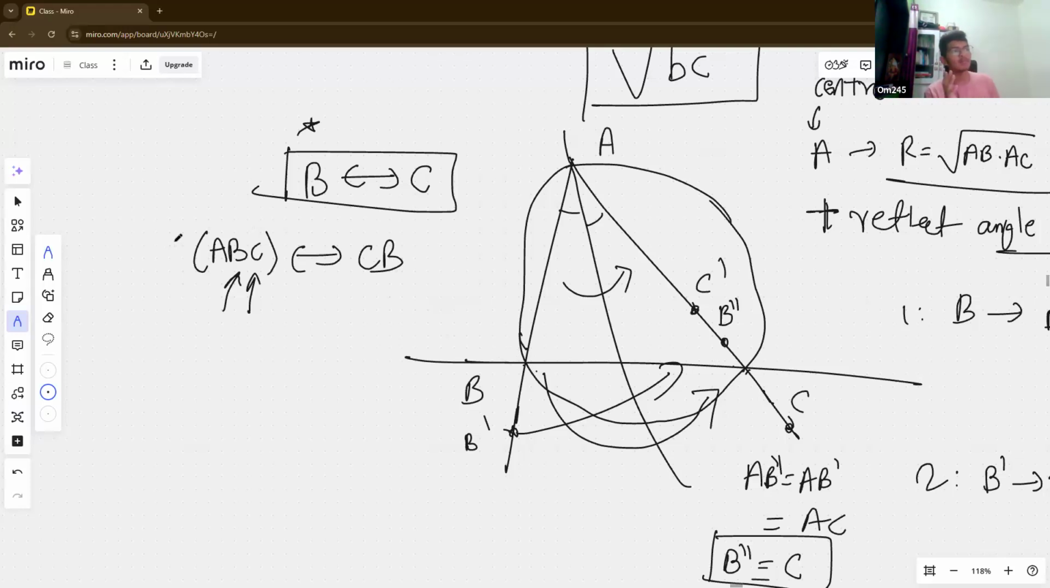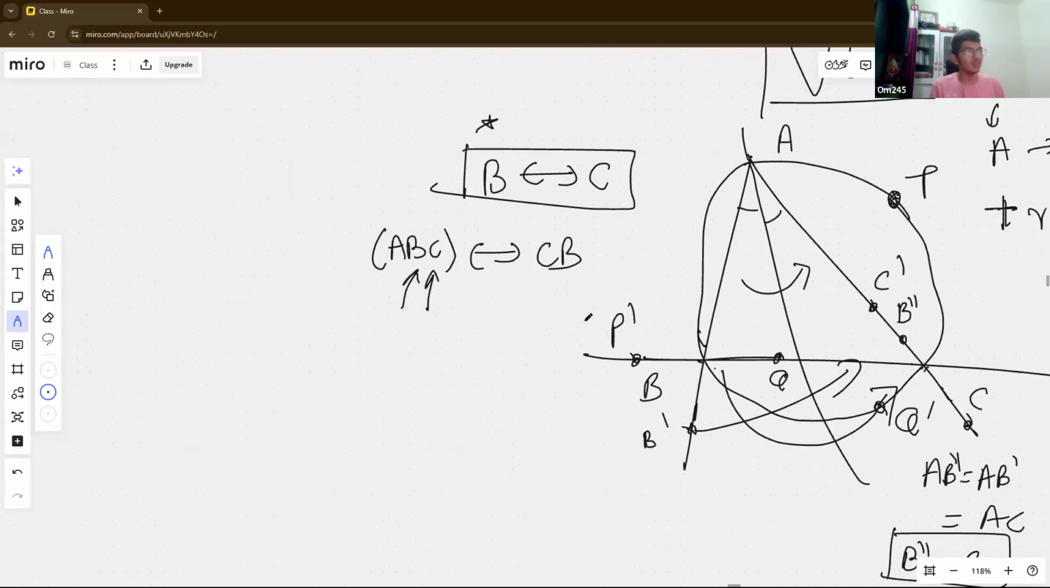So this is a beautiful thing, right? Suppose you have some point P here, then the inversion will map it to some point on BC. And if you have some point Q on BC, then that will map to Q dash, and that follows the angle condition, which we will talk about now. But the key point is these two things.